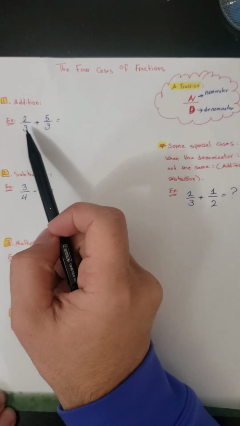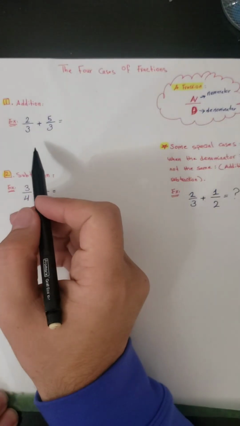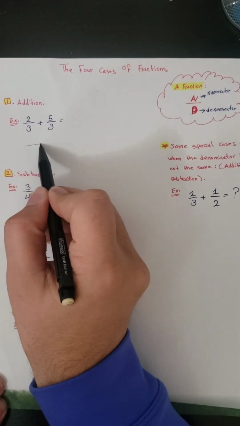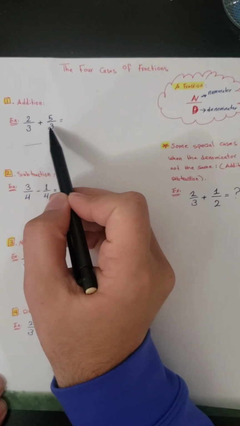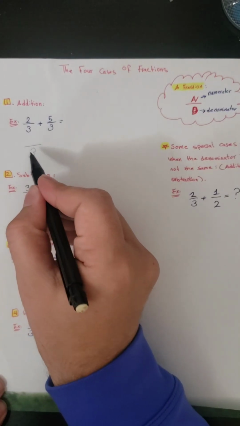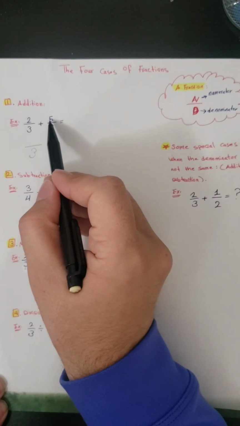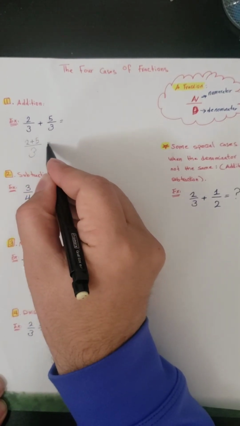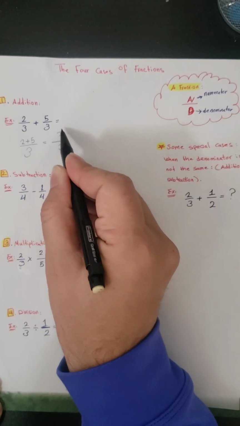So let's start with our first case, which is addition. 2 over 3 plus 5 over 3 equals. What we do here is first we draw a line, and if the denominators are the same, we put 3 here, which is the same here. And then we add the numerators. 2 plus 5 is 7 over 3.